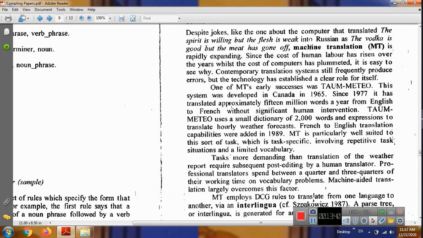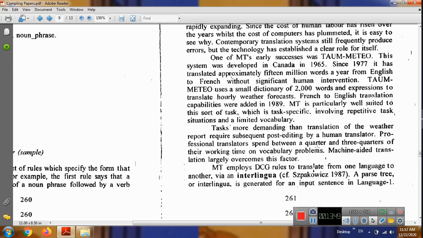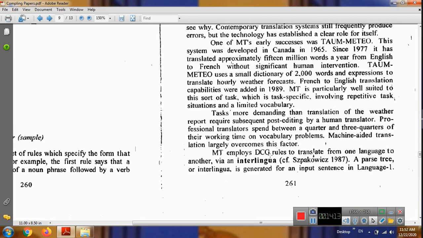Machine translation is particularly well suited to this sort of task, which is task specific, involving repetitive situations and limited vocabulary. Tasks more demanding than translations of the weather report require subsequent post-editing by a human translator. Professional translators spend between a quarter and three quarters of their working time on vocabulary problems. Machine-aided translation largely overcomes this factor.